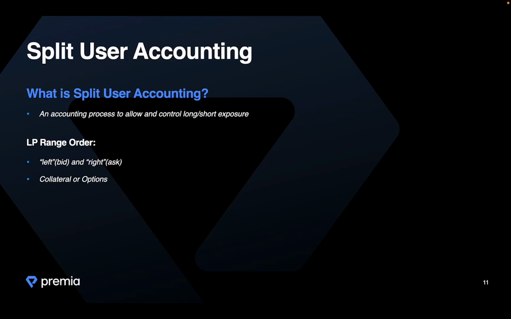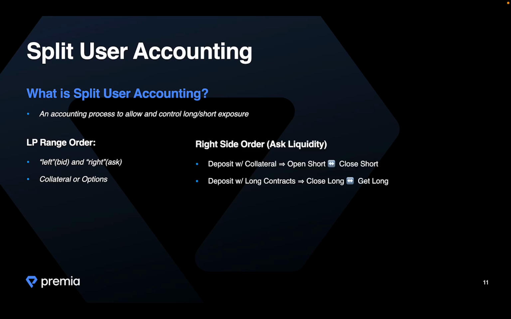Again, what we mentioned is the left side orders you can look at as bid side orders. The right side orders can be considered ask side orders. We can deposit either collateral or options. Now, in a right side order, if we wanted to deposit collateral, what does that mean? Well, if we're depositing collateral on the right side, we want to establish, or at least open, a short position. That would be the first action that happens within this range order.